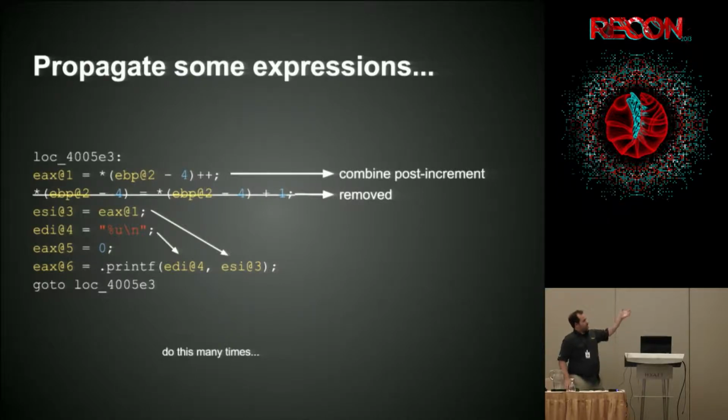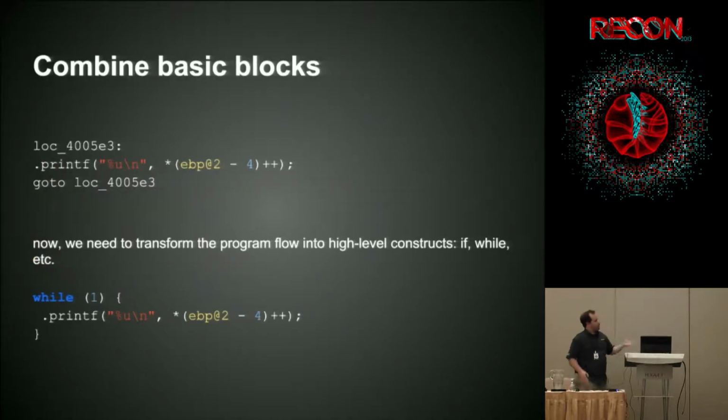So for example, you have the post increment, which is merged in the last statement, and then the registers are used only once, so they can be merged in the function call. And then you have the original function call. So you do this for all of the blocks, and then you can combine the control flow. So here you have a goto without an exit condition, so it's just an infinite while.